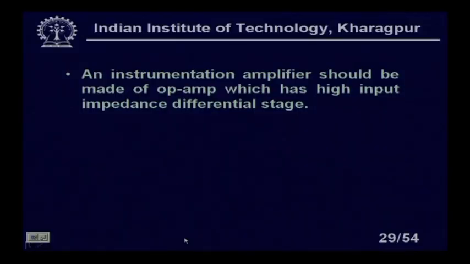An instrumentation amplifier should be made of op amps which have a high input impedance differential stage, right. You know that the input impedance of an instrumentation amplifier is higher than the op amp, and its common mode rejection is also better. But first of all I need a very high quality op amp which has high gain as well as extremely high input impedance, otherwise you cannot measure, please note.